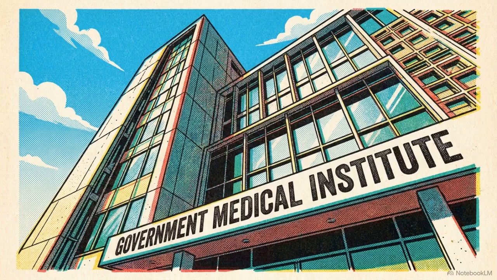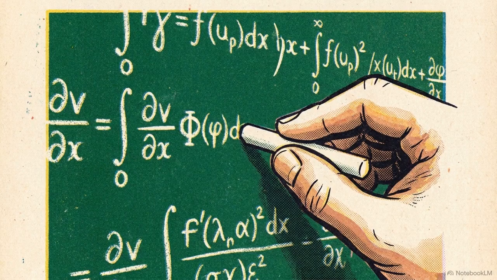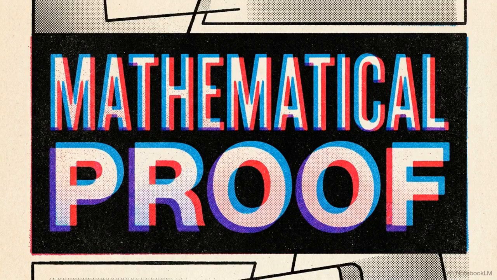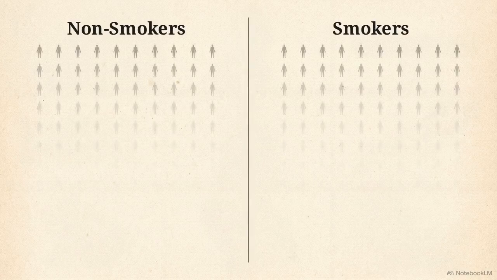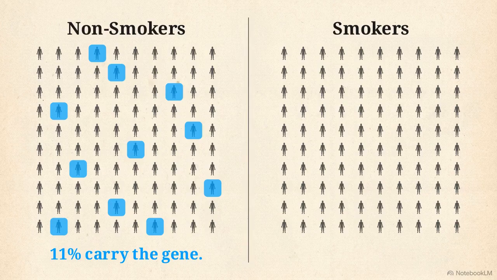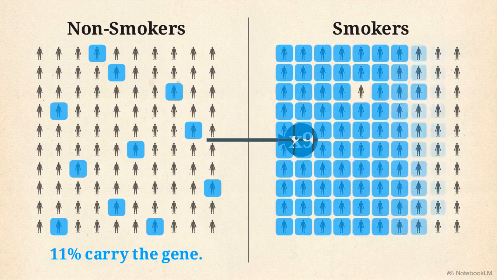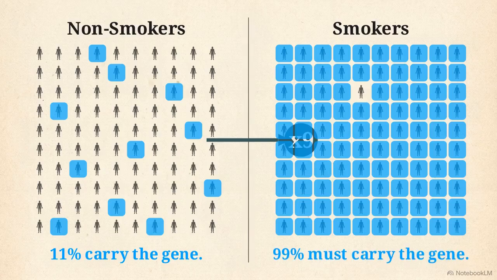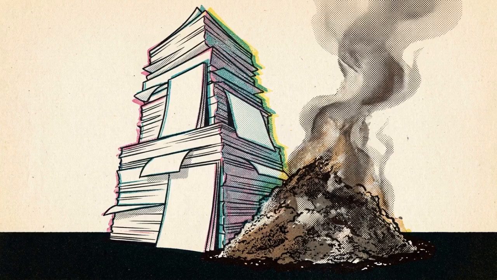The stalemate held until Jerome Cornfield, a statistician at the National Institutes of Health, decided to challenge Fisher using the industry's own weapon, mathematics. Cornfield proposed a logical checkmate, now called Cornfield's inequality. If smokers have 9 times the cancer risk, a hidden gene must be 9 times more common in them. If 11% of non-smokers have it, 99% of smokers must carry it. It's biologically inconceivable for a gene to perfectly dictate buying cigarettes. Fisher's untestable theory collapsed into smoking ruins.